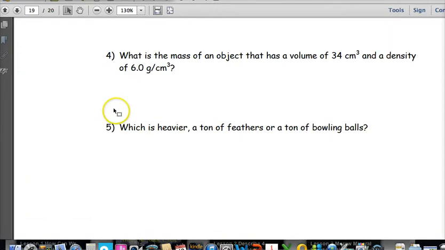Okay. Number 5 is kind of a trick question. Which is heavier, a ton of feathers or a ton of bowling balls? Well, neither one is heavier. They're both a ton. It's kind of a trick question.